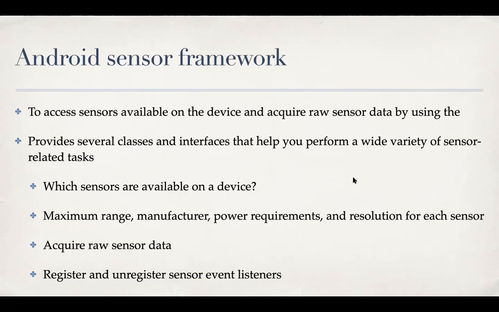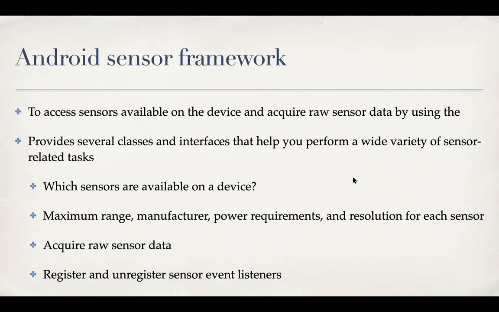For each sensor, you can also get various measurements like the maximum range. Let's say on one device the photometric sensor gives a range of 0 to 100, whereas on some other device it gives a range from 0 to 40,000. So it's just a granularity, but then based on the values you can decide when to dim the display and when not to dim the display, etc. You'll also know who is the manufacturer. You can also know what the power requirements and resolution are for each sensor, etc.